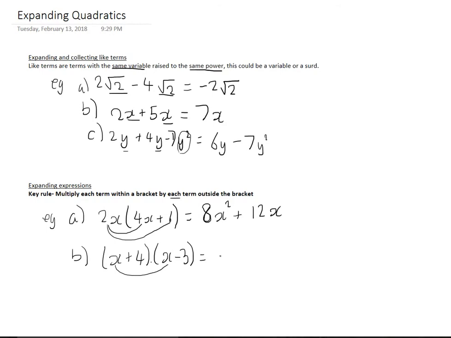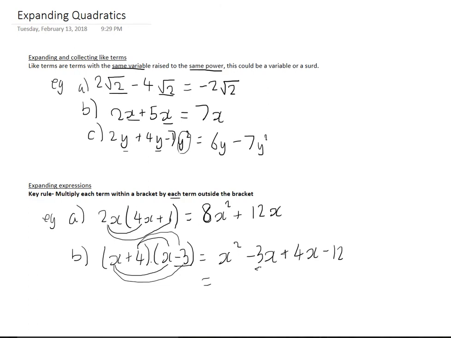So x times x is x squared. So this first term is multiplied by everything in the second bracket. Remember this negative term here. x multiplied by negative 3 is minus 3x. So that term's been multiplied by everything in the second bracket. Now you go to the second term, multiply by everything in the second bracket, plus 4x. And then 4 times negative 3 is minus 12. Be careful of those negative signs, guys.